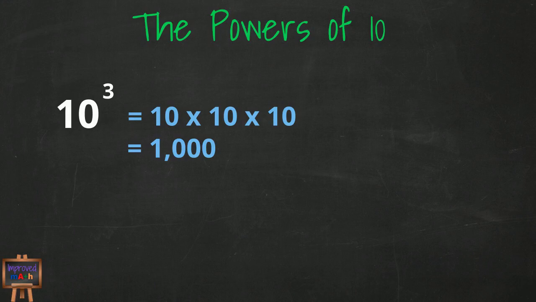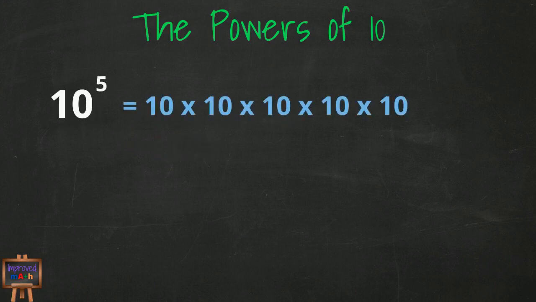How about 10 to the 5th power? What this is saying is 10 times 10 times 10 times 10 times 10, multiplying 10 times itself 5 times. 10 times 10 is 100, times 10 is 1,000, times 10 is 10,000, times 10 is 100,000.